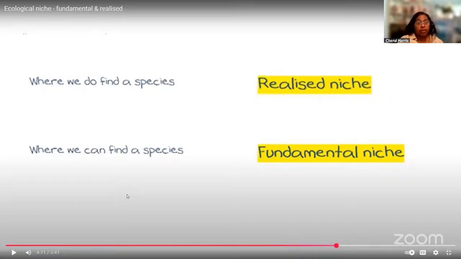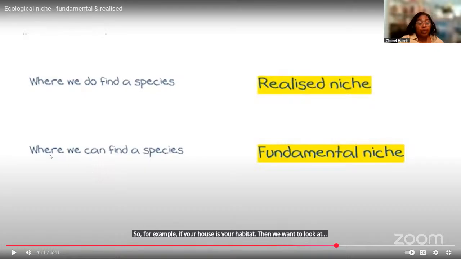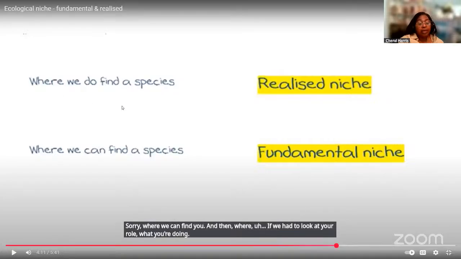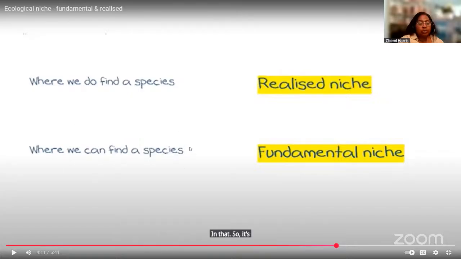So for example, if your house is your habitat, then we want to look at where we can find you. And then if we had to look at your role, what you're doing in that habitat, it's a difference between what you can do in that habitat and what you are doing.